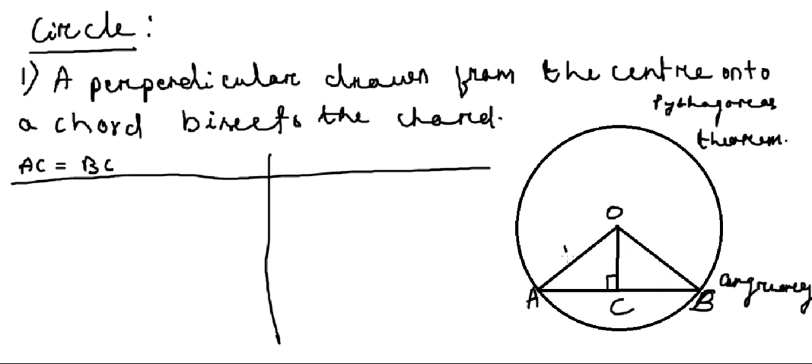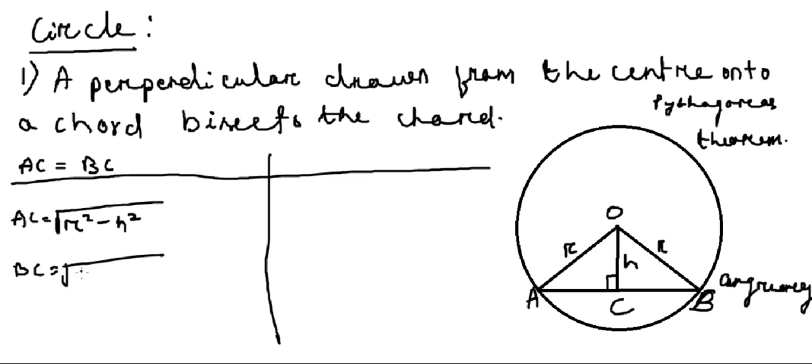Let's see. Let's say the radius is R and let's say this distance is H. So here I can say AC is equal to the square root of R square minus H square, which is the Pythagoras theorem, and also I can say BC is equal to the square root of R square minus H square, same Pythagoras theorem, and based on this I can say AC is equal to BC.